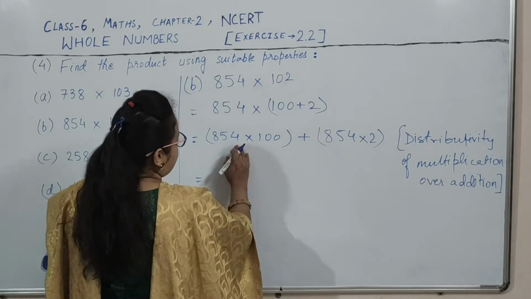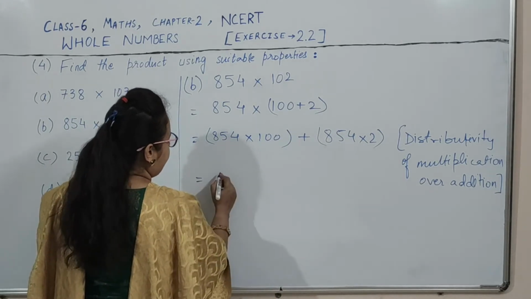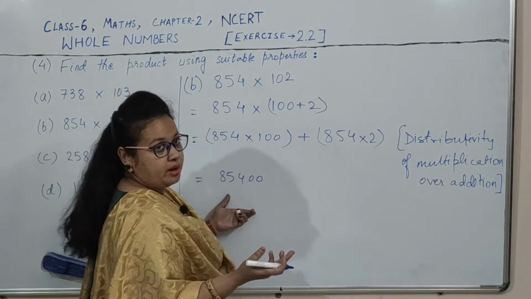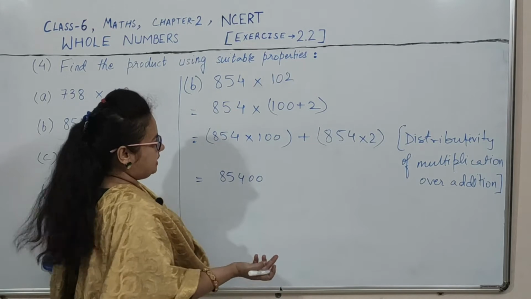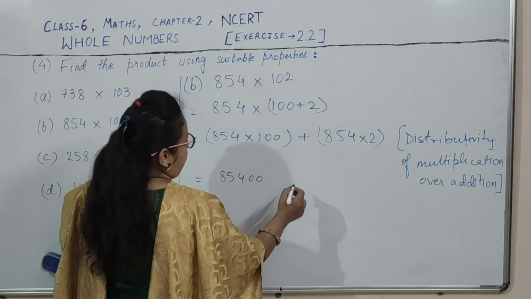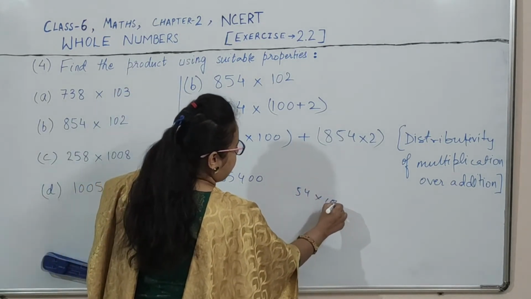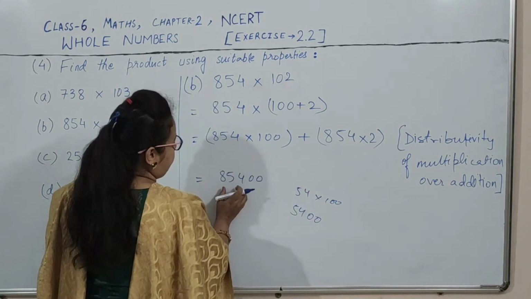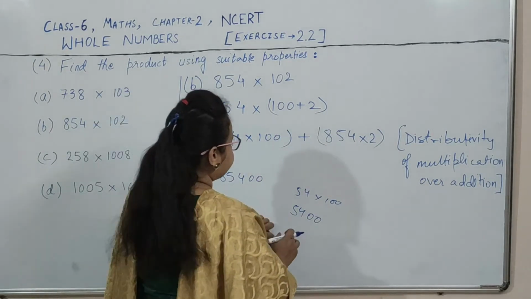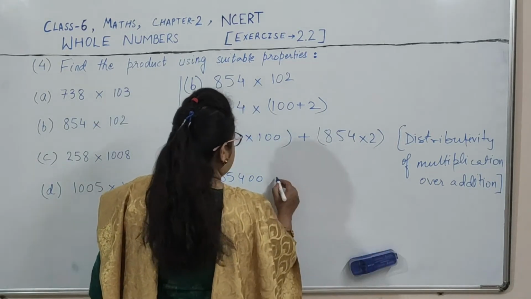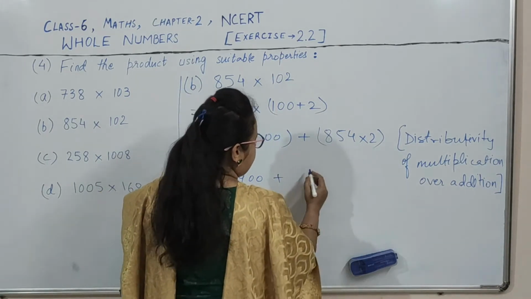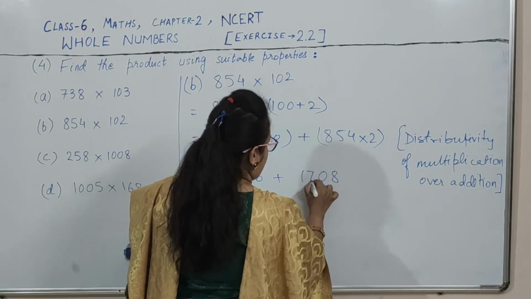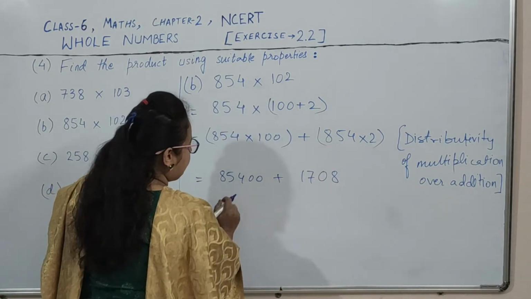Okay, so now 854 multiplied by 100 will be 85400, because 1 into 100 is 100, 2 into 100 is 200. It means 54 into 100 means 5400. Similarly, this number multiplied by 100 will be this and 00. Now, plus sign is there. This multiplied with this, we can write. Now we can add these two numbers.